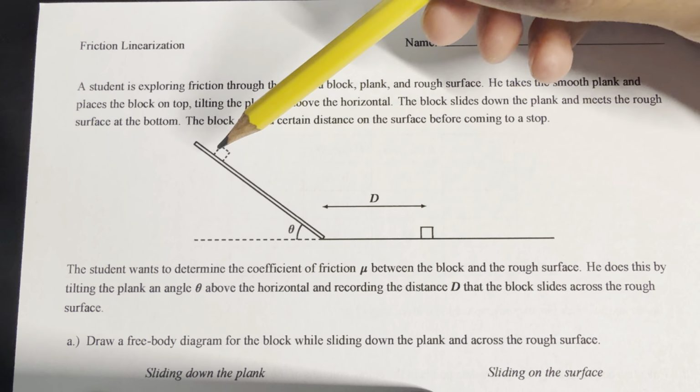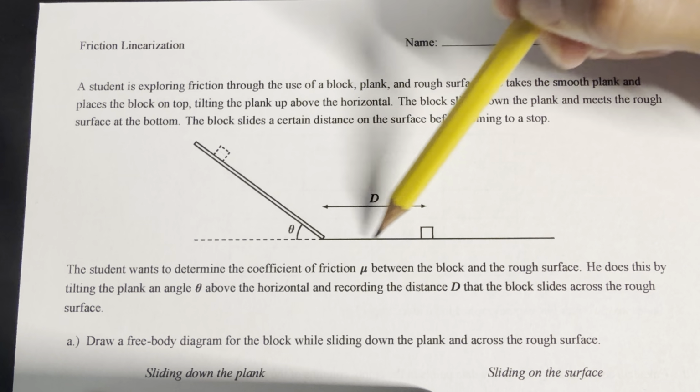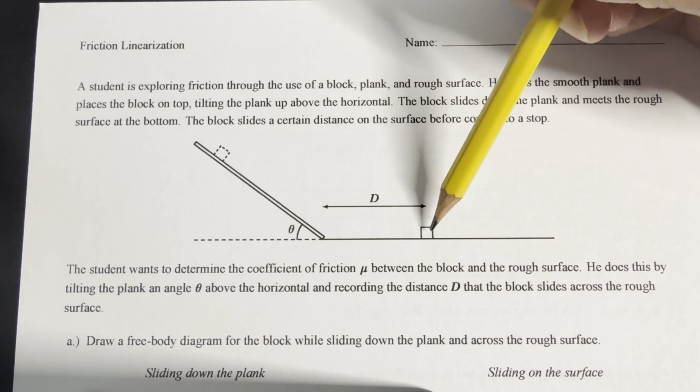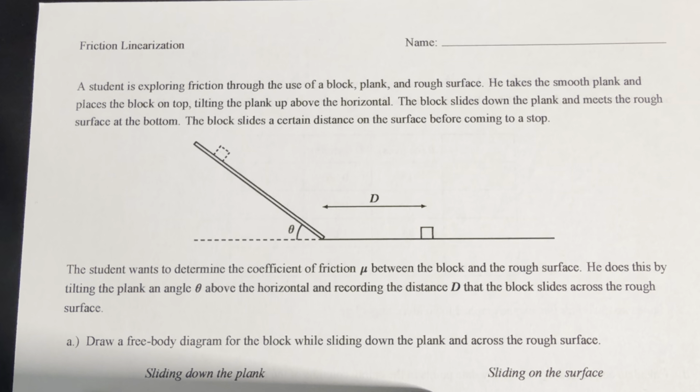It's pretty simple. It's just a block sliding down, and then it'll meet a rough surface and then come to a stop and slide a distance d. The student wants to determine the coefficient of friction, mu, between the block and the rough surface. He does this by tilting the plank at an angle theta above the horizontal and recording the distance d that the block slides across the surface.